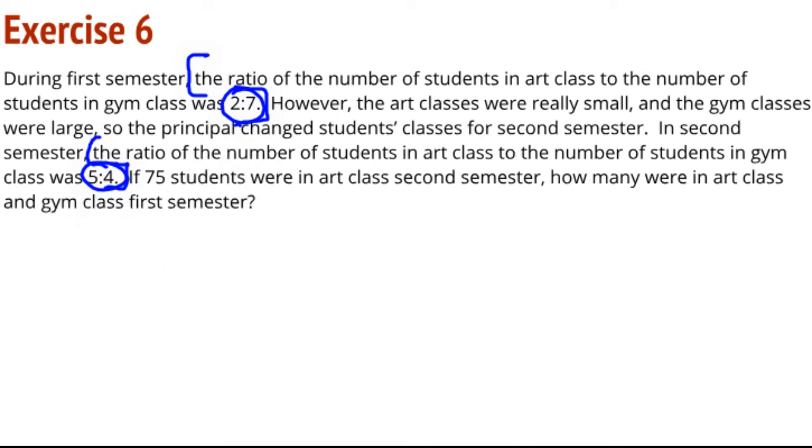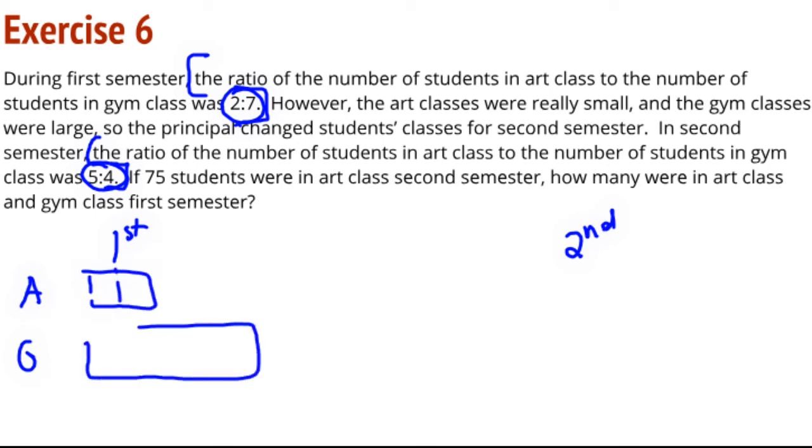So because the problems are nice this time, having the same number of units, don't believe that that will always be true. Always look and make sure. All right, so I've got first semester, I've got second semester. In first semester, I've got the ratio of the number of students in art class to gym class, and the ratio is 2 to 7.